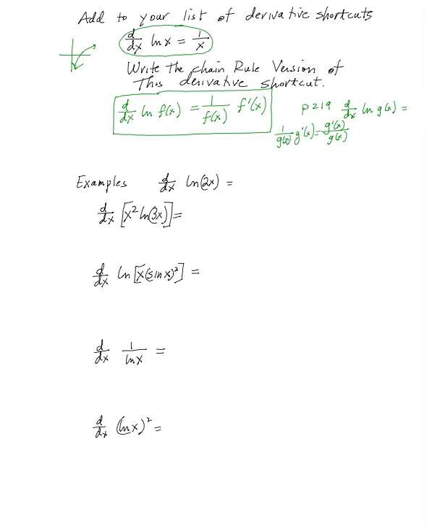Okay, let's do some examples. Let's start down here at the bottom. Derivative with respect to x of natural log of x squared. That's a composite function. The outside is the squared function, so I use power rule. Derivative of the outside is 2 natural log x. But I've got to multiply by the derivative of the inside, so I've got to multiply by the derivative of natural log x. So I get 2 natural log x times 1 over x, or 2 natural log x over x.